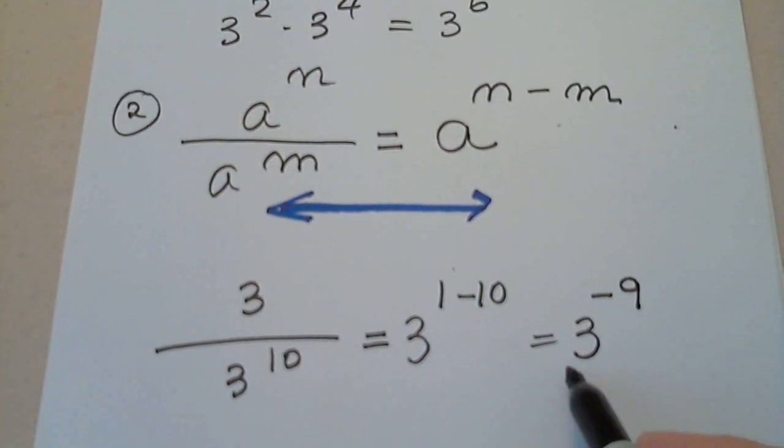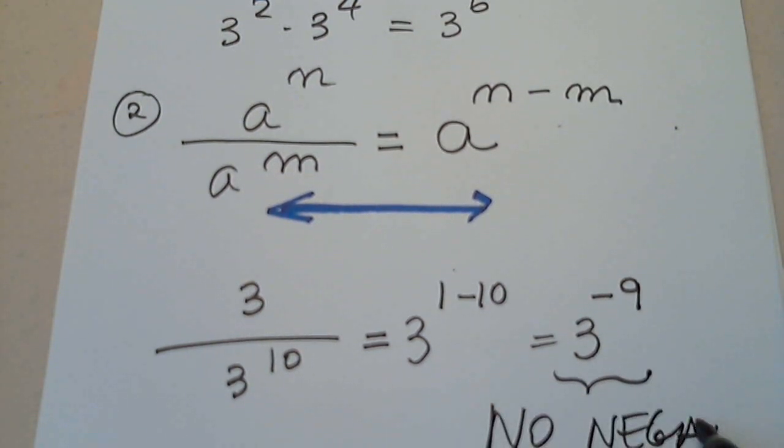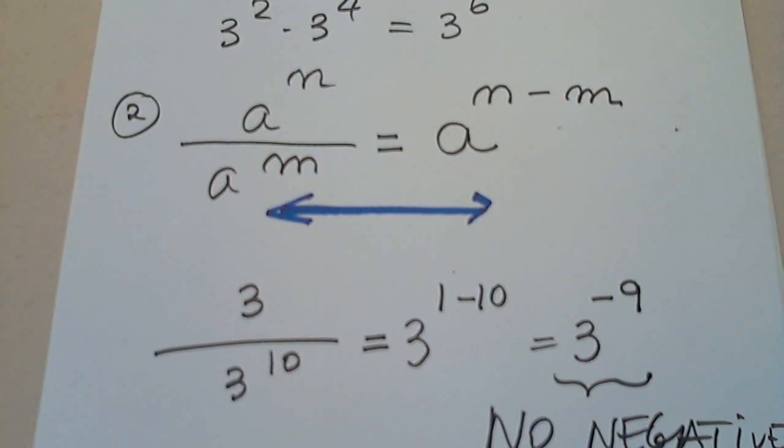Now, there is a problem with the answer. What is the problem with the answer? Here it is. No negative exponents in the final answer. No negative exponents in the final answer. Not acceptable. So then what do we do?